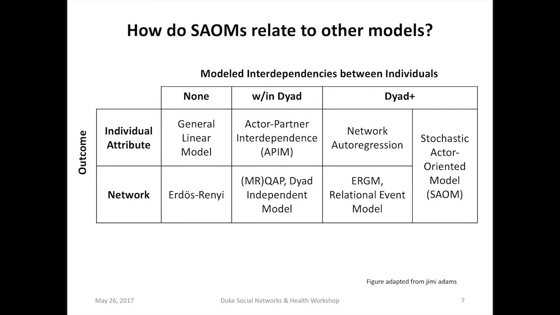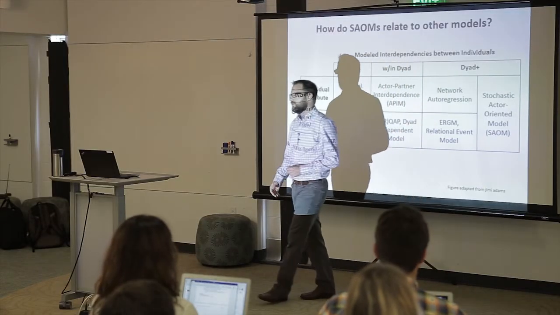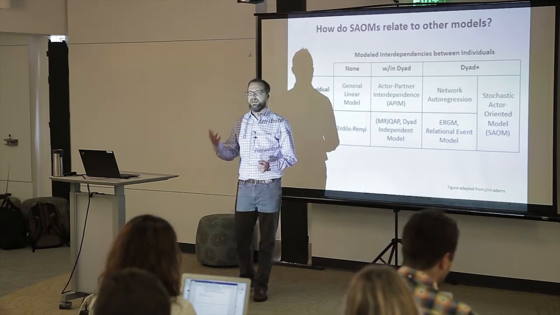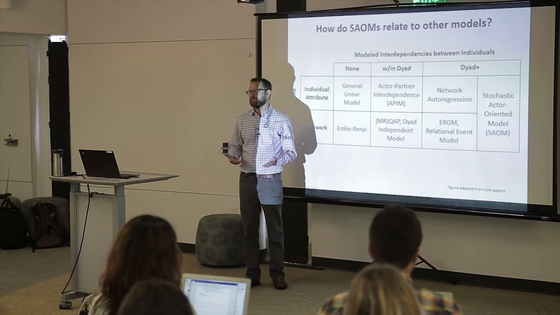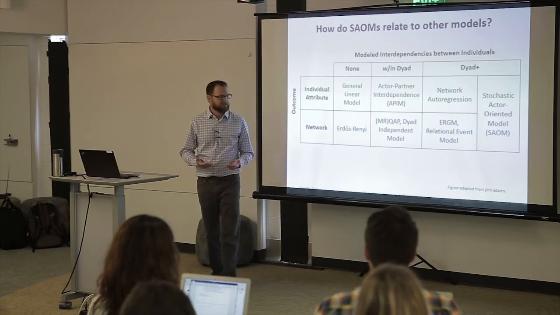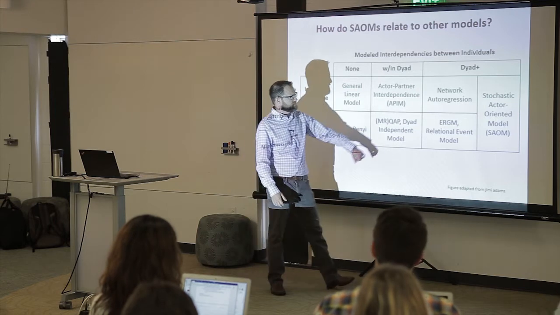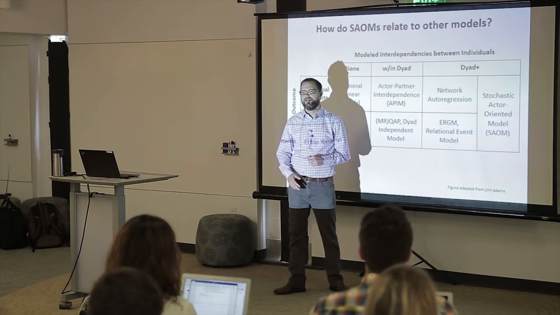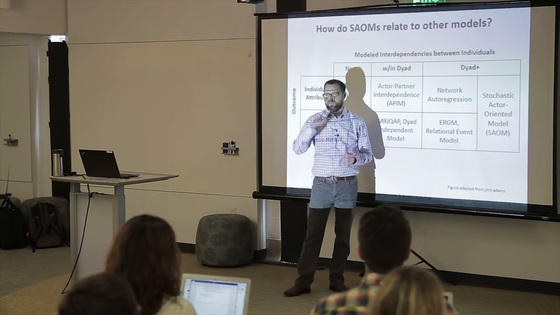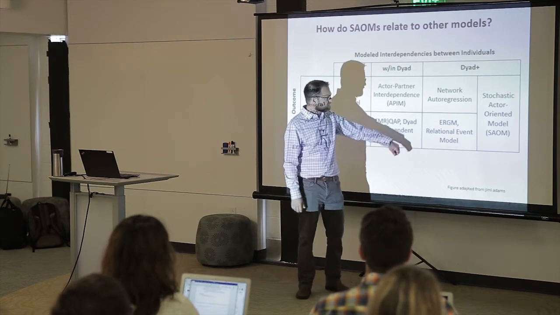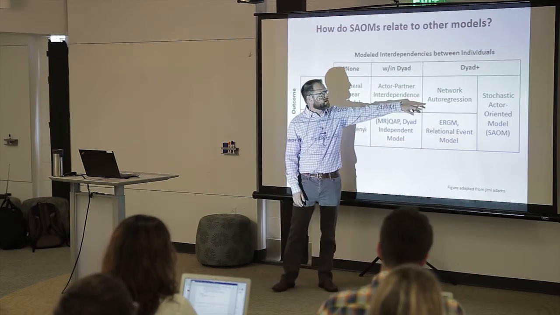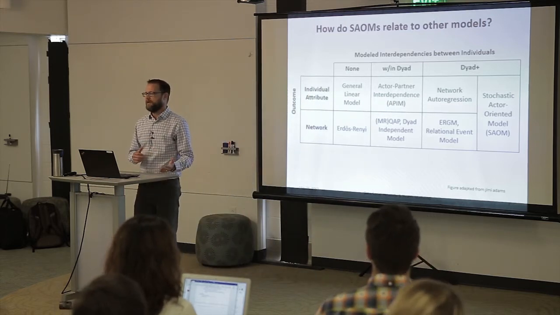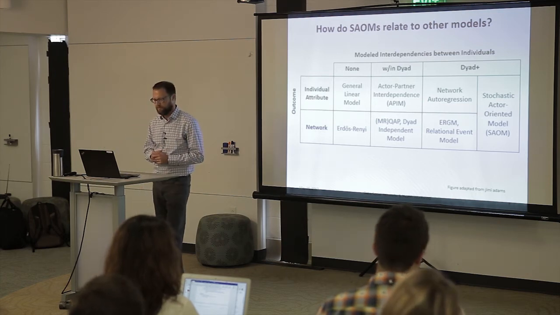You see Siena models over here on the end. They differ from all of these in that they are explicitly focused on both individual outcomes and network outcomes. We're modeling changes in both of these over time. So in some ways they are like ERGMs, and you'll see that when we look at model output, it looks a lot like what you would get from an ERGM, because we are modeling ties and their change over time. It also looks like some of these network autoregression models, because we are taking into account the behaviors of others and how that influences one's own behavior.